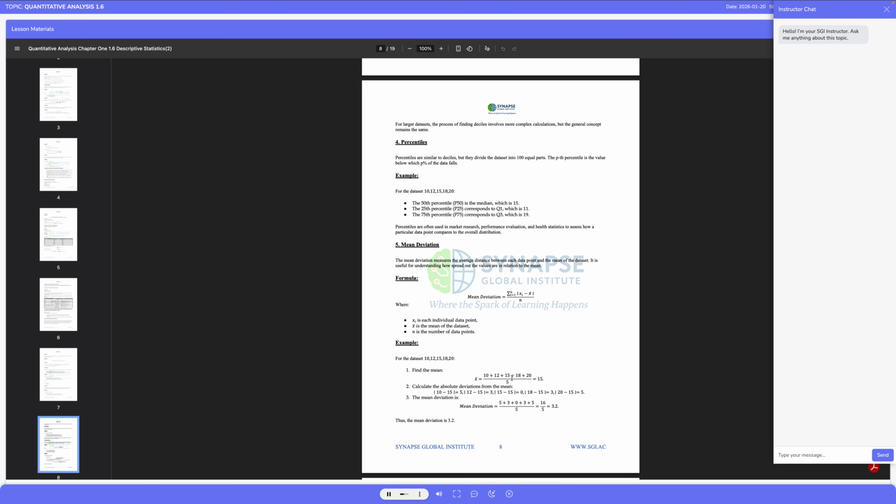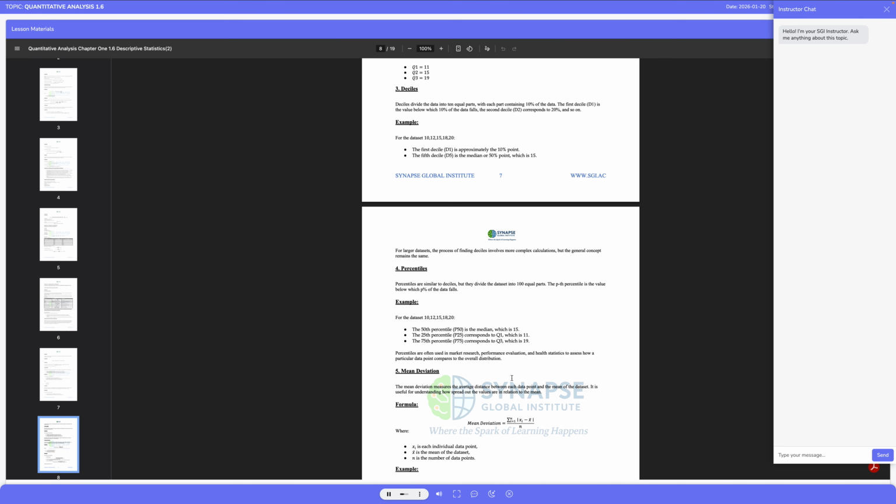Deciles divide a dataset into 10 equal parts, with each part containing 10% of the data. The first decile represents the value below which 10% of the data fall, the second decile corresponds to 20%, and so on, up to the ninth decile, which corresponds to 90% of the data. Deciles provide a more detailed breakdown of the distribution and are commonly used in large datasets, such as income distributions or sales performance rankings. For example, in a dataset of sales figures, the fifth decile corresponds to the median, representing the point below which 50% of the observations fall.